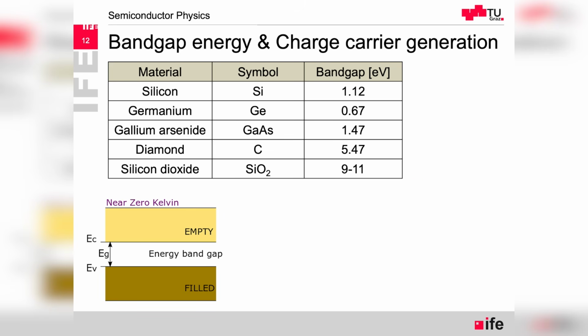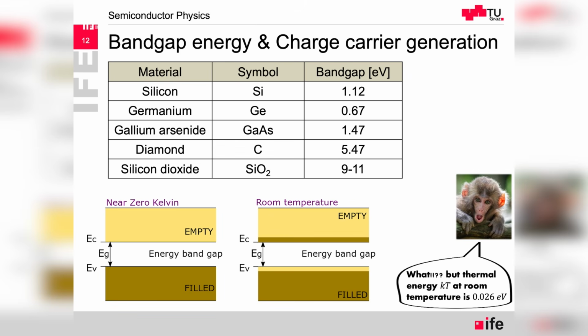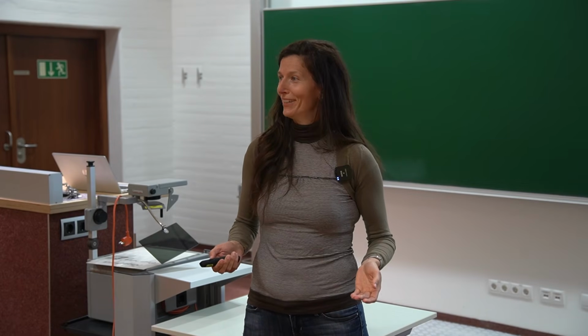So near 0 Kelvin, we have the valence band completely filled and the conduction band empty. As we increase the temperature, we have this thermal generation. And you can say, but I know that at room temperature, at 300 Kelvin, the thermal energy is 26 millielectron volts. So what is it? How is it that we have this energy gap of 1 electron volt in silicon, and if at room temperature already we have charge carrier generation? Anybody can explain?